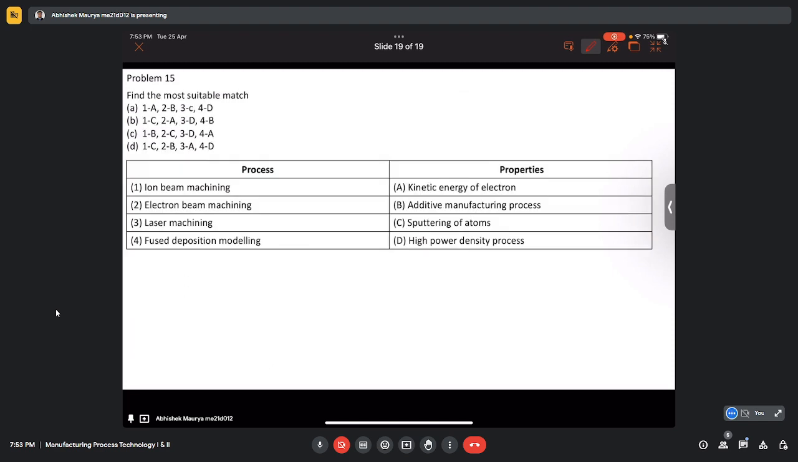Please find out the suitable match. You can give your response in the chat box. After that, I will discuss it together. Yes, I have given option B. Others, what do you think, which would be the correct answer?